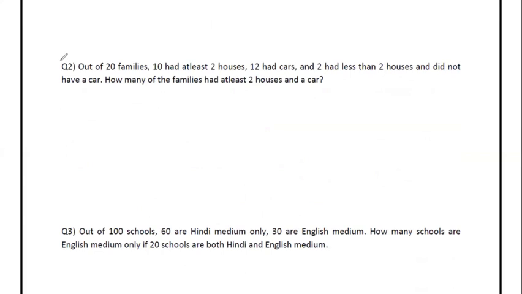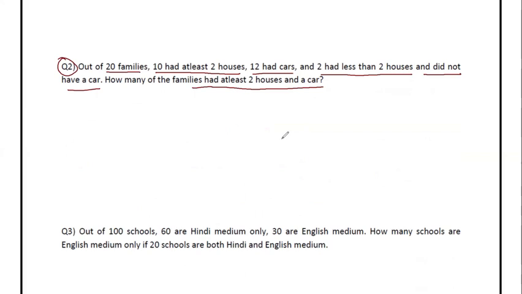Question number 2. Out of 20 families, 10 had at least 2 houses, 12 had cars, and 2 had less than 2 houses and did not have a car. How many of the families had at least 2 houses and a car?